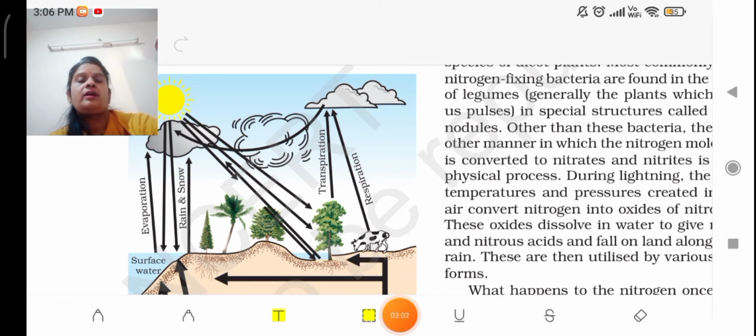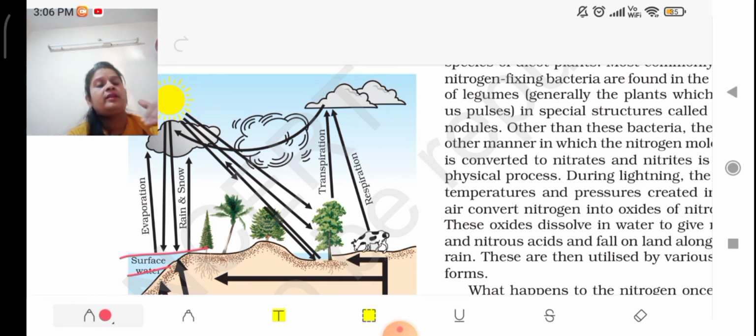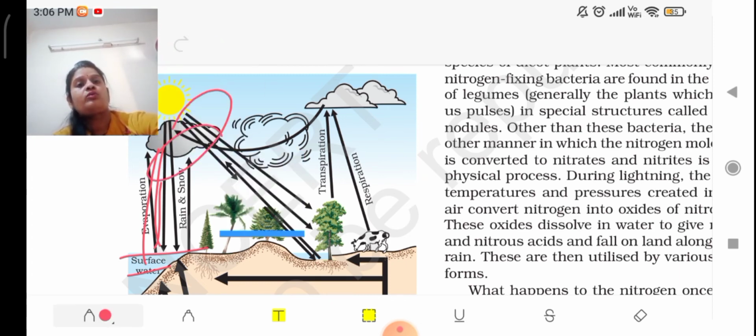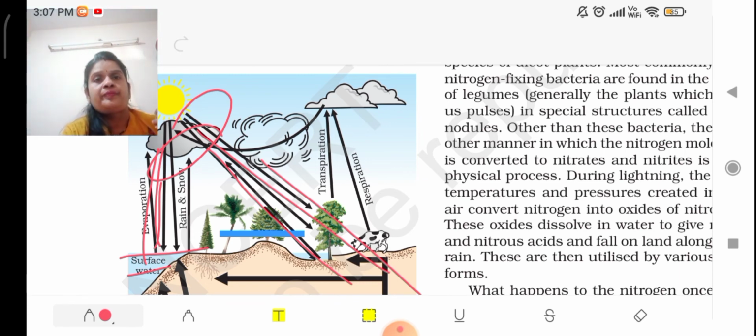You can see here, this is the surface water. Surface water means the water which is present on the surface of the earth, in the form of lakes, rivers, sea and ocean. That water is called surface water. It is evaporated by the sun's heat and converts into clouds. These are the clouds. Correct? And on condensation, it falls on the earth in the form of rain. Sometimes it falls in the form of snow and hailstones.